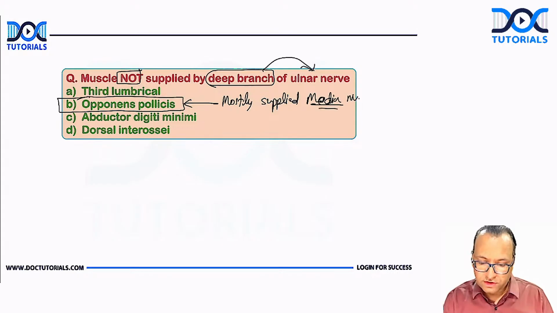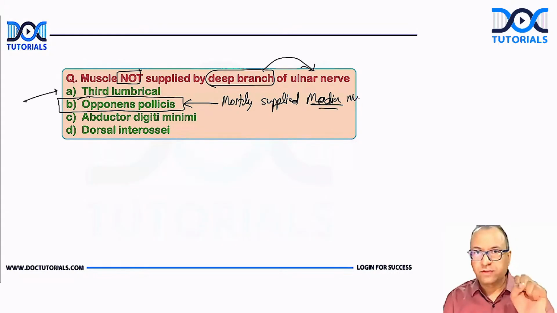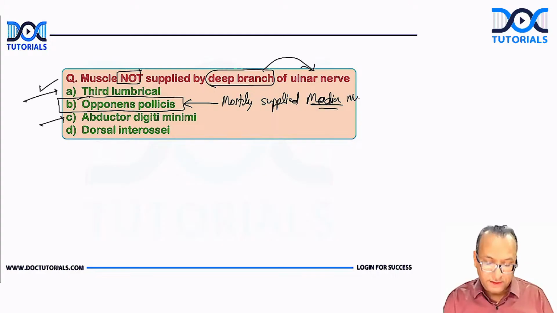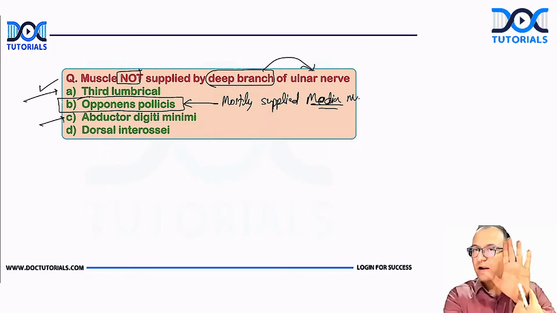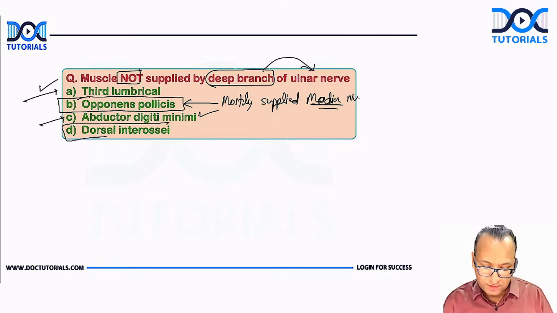What about the others then? Lumbricals 1 and 2 are by median nerve. Lumbricals 3 and 4 are by ulnar nerve. So this is third lumbrical, ulnar nerve. What about the abductor digiti minimi? It is hypothenar area. Hypothenar area is ulnar nerve area. So hypothenar muscles are supplied by ulnar nerve, no problem. What about the interossei? There are 8 interossei.